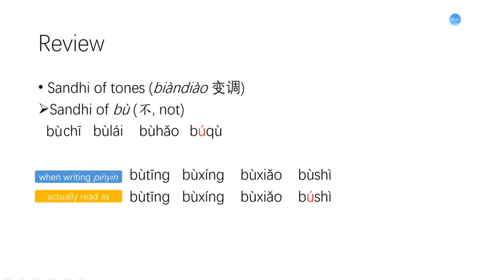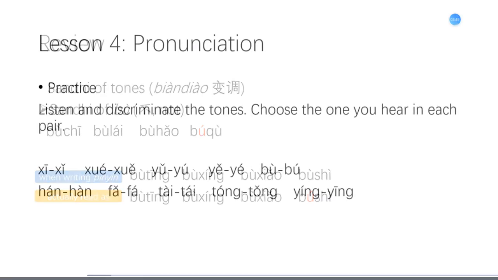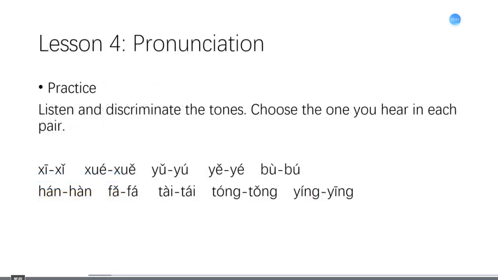Okay, so let's do some pronunciation exercises of lesson 4. The first one is still about tone practice. Please listen carefully and discriminate the tones. Choose the one you hear in each pair. As you can see, there are several pairs, and each pair has two syllables. The only difference between these two syllables is the tone. You can see, like this one, xi and xi.